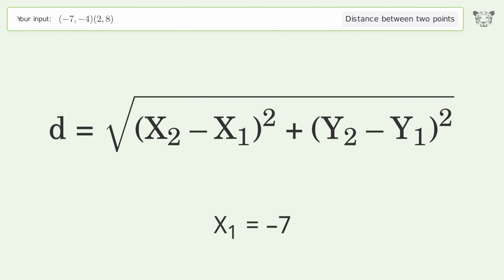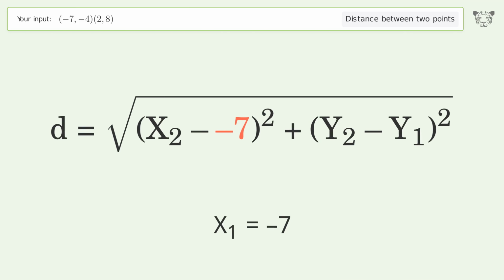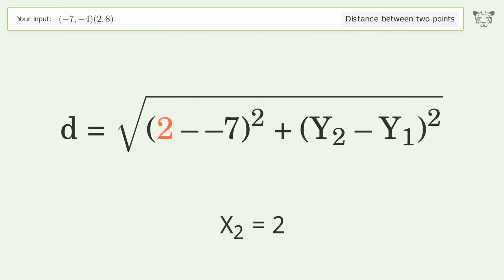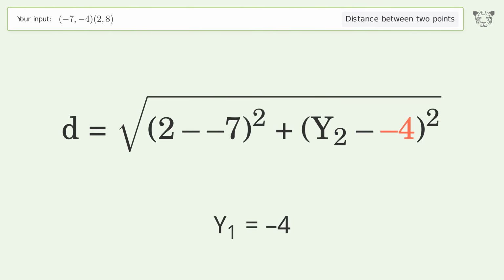x1 equals -7. x2 equals 2. y1 equals -4. y2 equals 8.